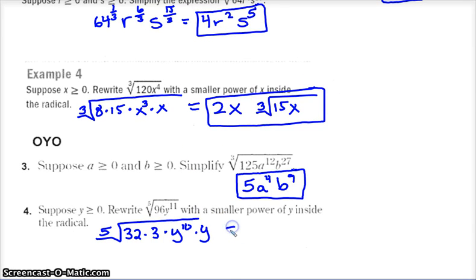So my final answer is 2y squared times the fifth root of 3y. The things I'm not allowed to take the root of are stuck underneath the radical, and everybody else is free to come out.